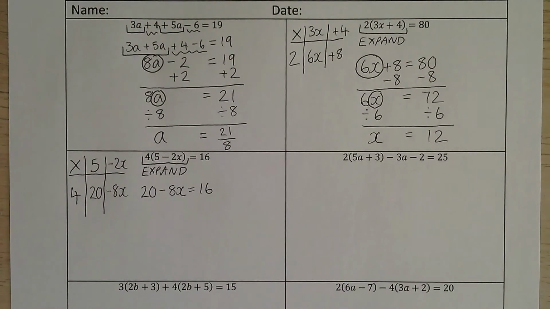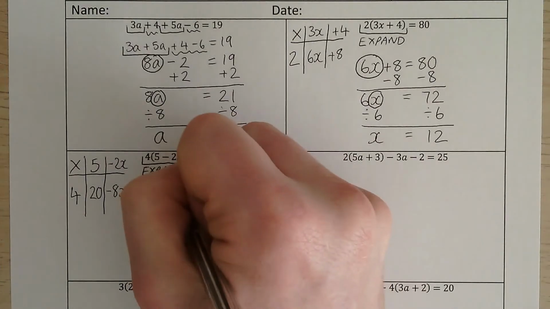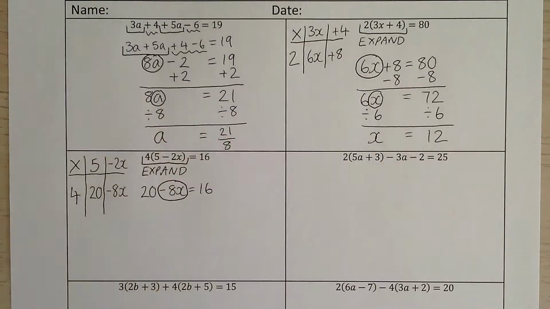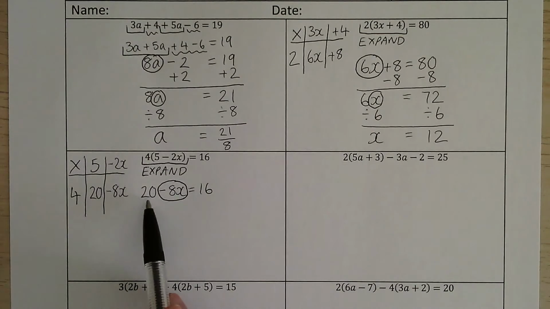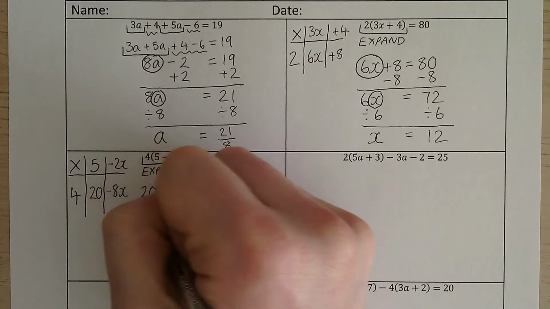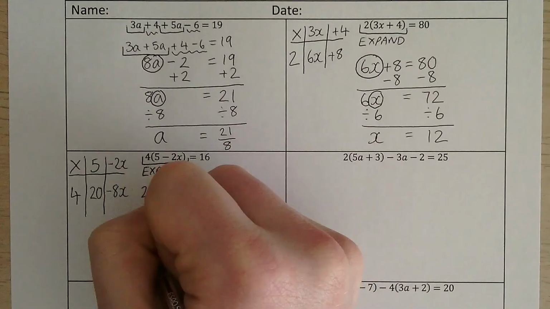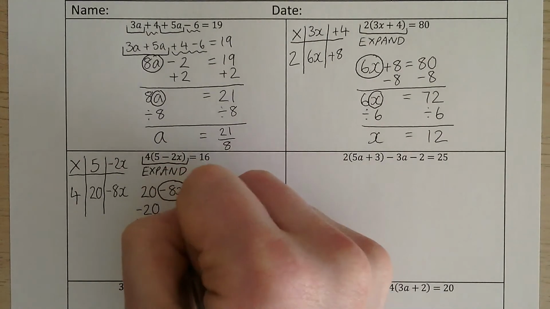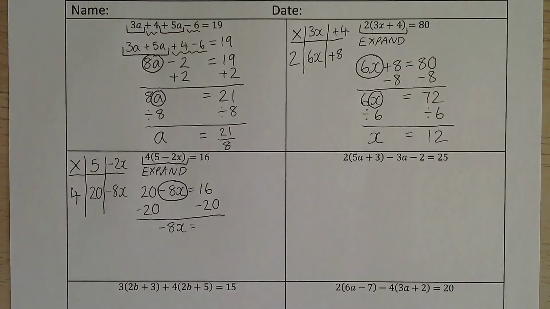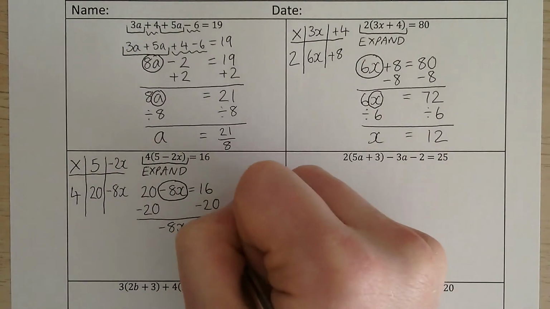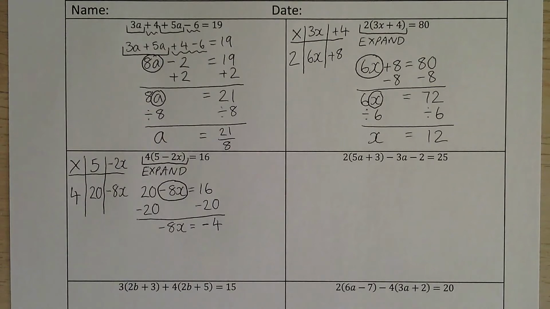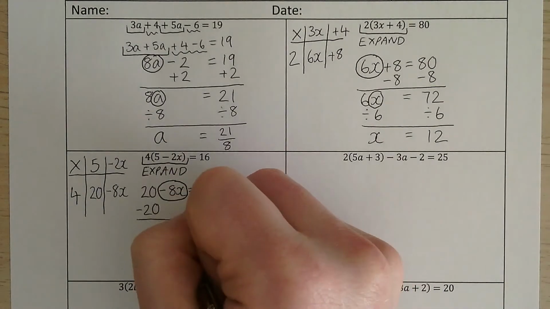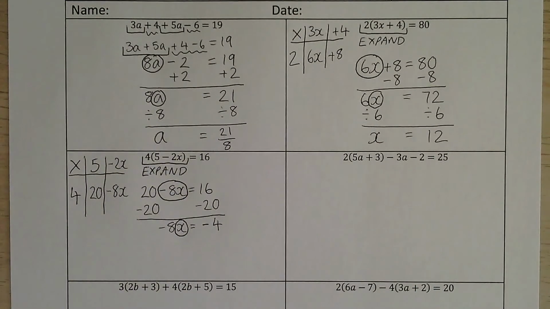We now need to start by isolating the term, and our term to isolate here is minus 8x, so we need to get rid of this positive 20, and we can do that by subtracting 20 from both sides. That's going to leave us with the minus 8x and the equals dropping down, with 16 take away 20 being equal to minus 4. I now need to isolate the variable, so I need to get rid of the multiply by minus 8.